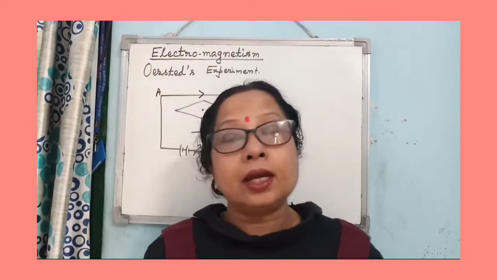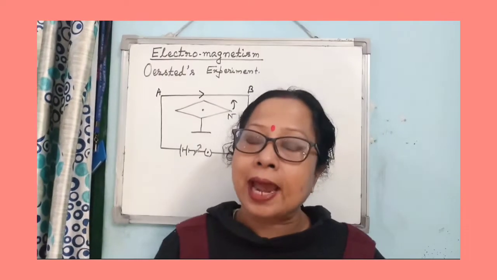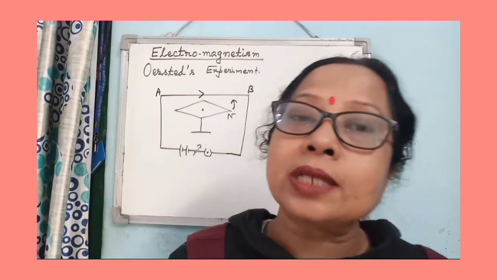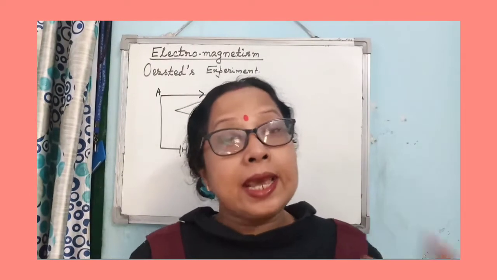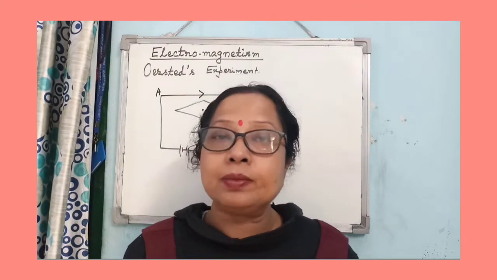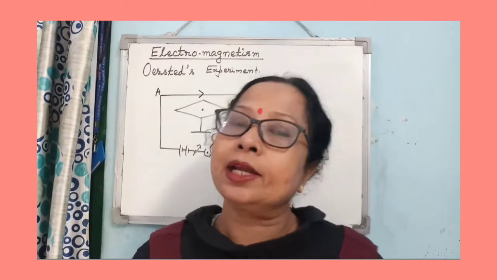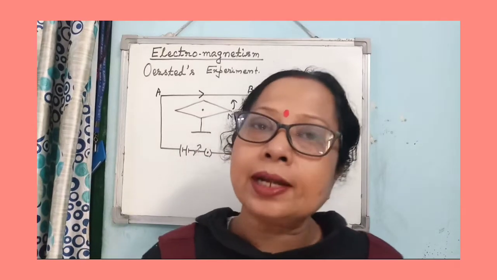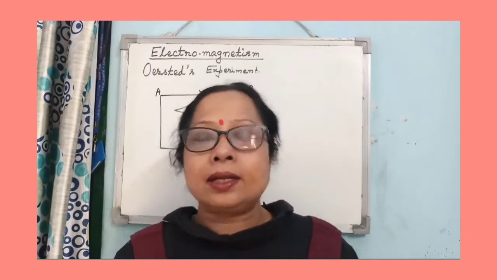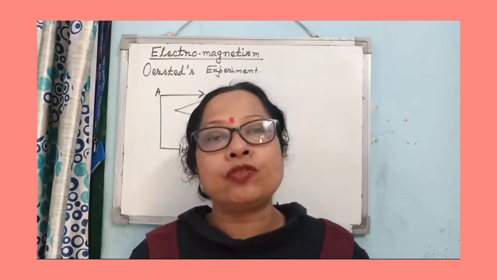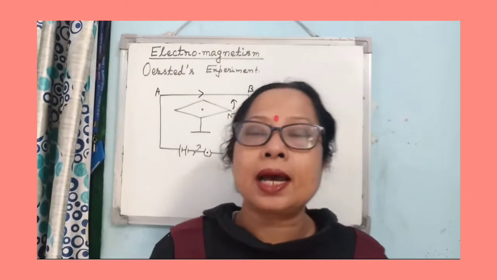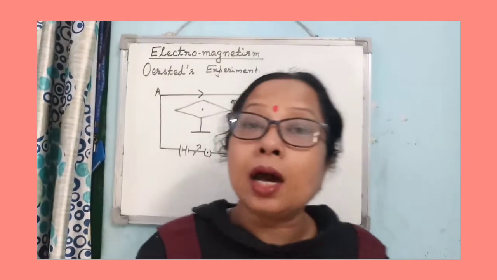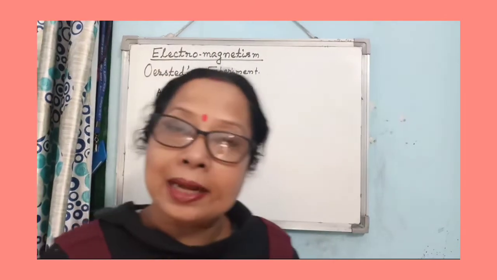Ørsted demonstrated what the direction of the magnetic field produced due to the current would be, but he was unable to say how much magnetic field, meaning what the magnitude of the magnetic field produced would be. That was given by two other scientists, Biot and Laplace, in the form of laws, but that you will learn in the higher classes. So now you will just concentrate on how, in Ørsted's experiment, to find out the direction of the magnetic field.